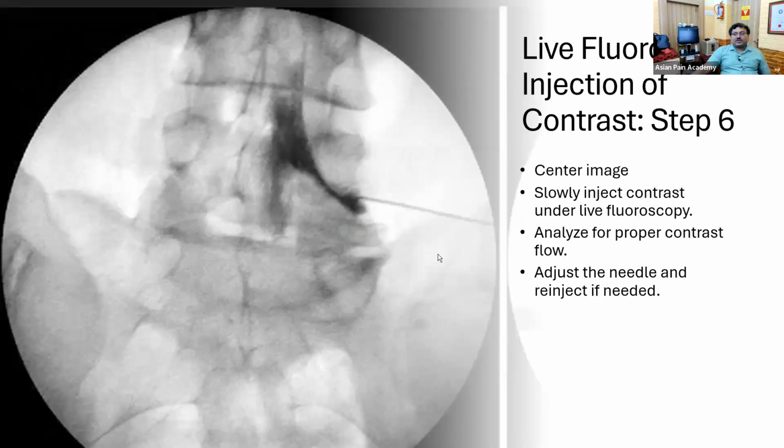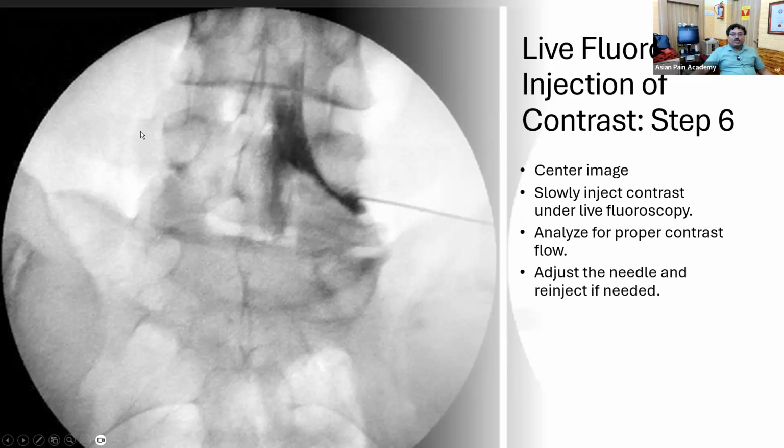Now for the injection of the contrast agent, the usual look of the contrast is like this, because it is showing the nerve root. For the selective nerve root block, you have to inject a very small amount of contrast. For the transforaminal, you can go a little bit more, but here it should show the nerve root, that is the exiting nerve root, as well as sometimes the traversing nerve root. Here you can see both the roots.